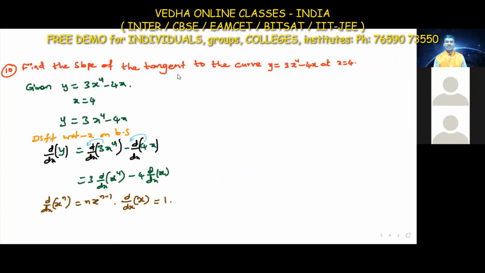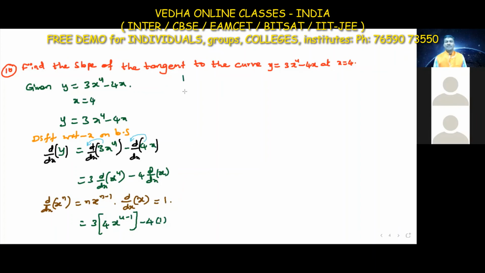Okay, that's good. So we are going to use these formulas here. It is very simple. So 3 as it is I am writing. Now x power n means n is 4 here. In place of n, write 4: 4 into x to the power 4 minus 1. If you know the formula, that's it. Very simple. Minus 4 into d by dx of x, which is 1.